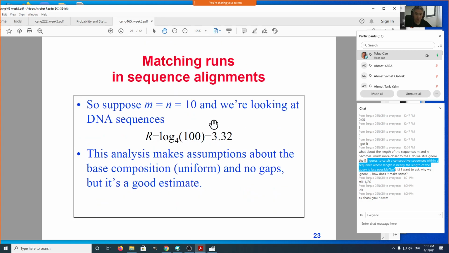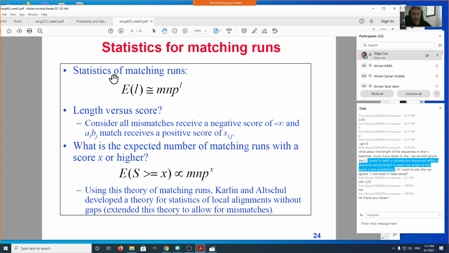Now we are going to extend this. We just talked about the length of the matching run. Our next analysis goal will be to extend this length of the matching run to scores, because we will have alignments with matches and mismatches. The first extension is how we can introduce the scoring function instead of the length. This is the next step we are going to take.